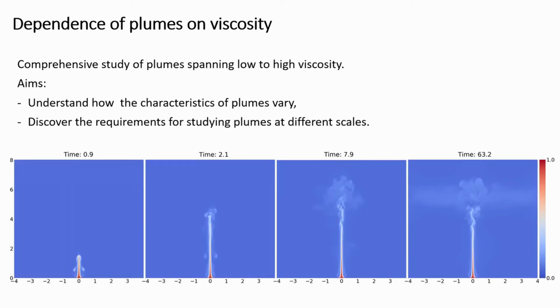So I performed DNS of a number of different plumes at varying Reynolds numbers to attempt to understand the characteristics of how plumes vary with Reynolds number, with a particular focus on the rise height of a plume.